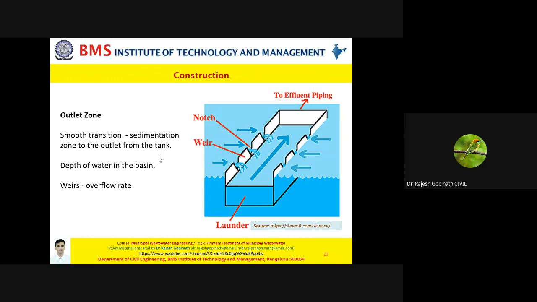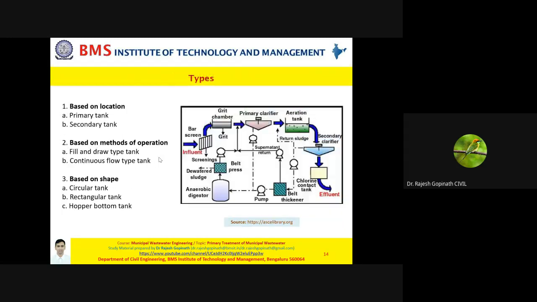But what we need to understand is the outlet zone is very important, because it is this area of the tank which controls the depth of water in your settling basin. Now let's move on to the types of sedimentation tank. There are three possible classifications. One is based on its location, that is, relative positioning. Since we are discussing primary treatment, when your sedimentation tank is after your preliminary treatment and before your secondary treatment, it is called the primary tank.